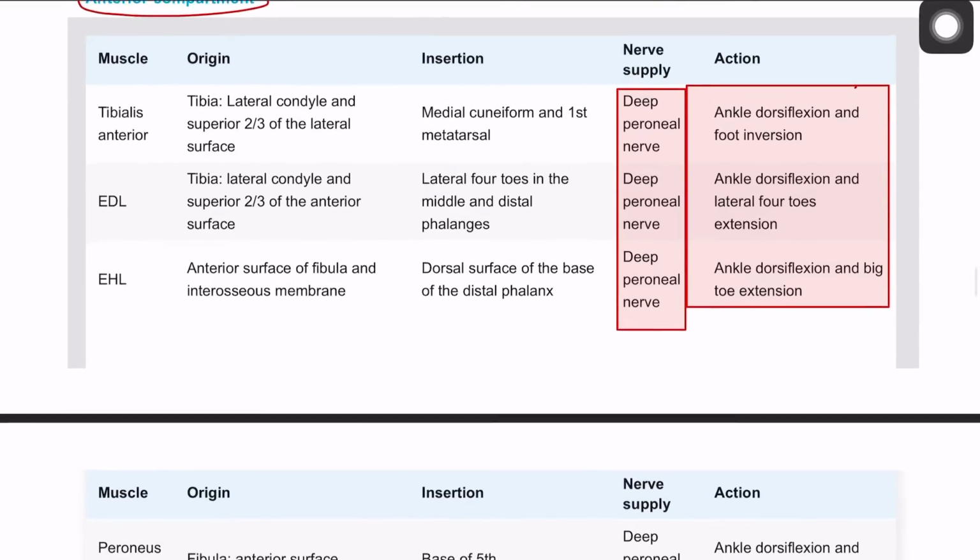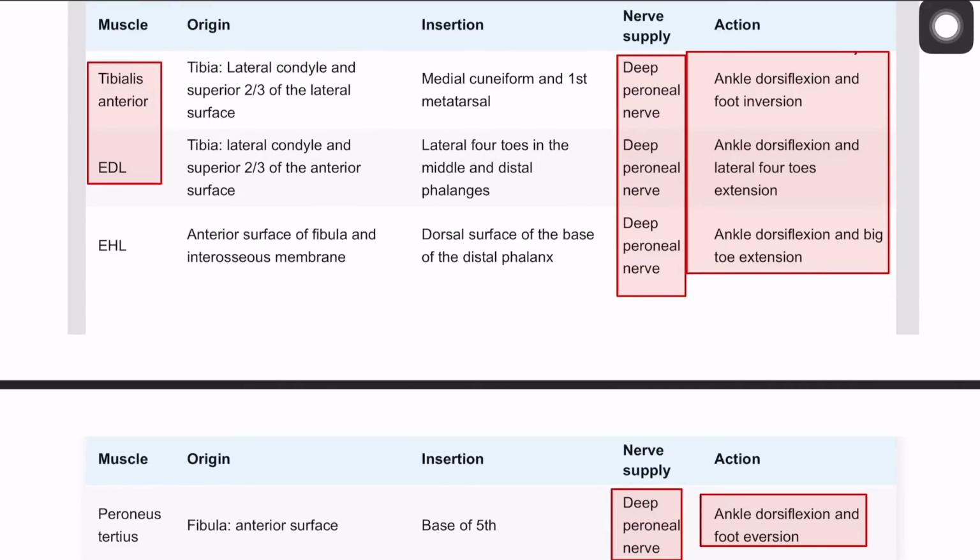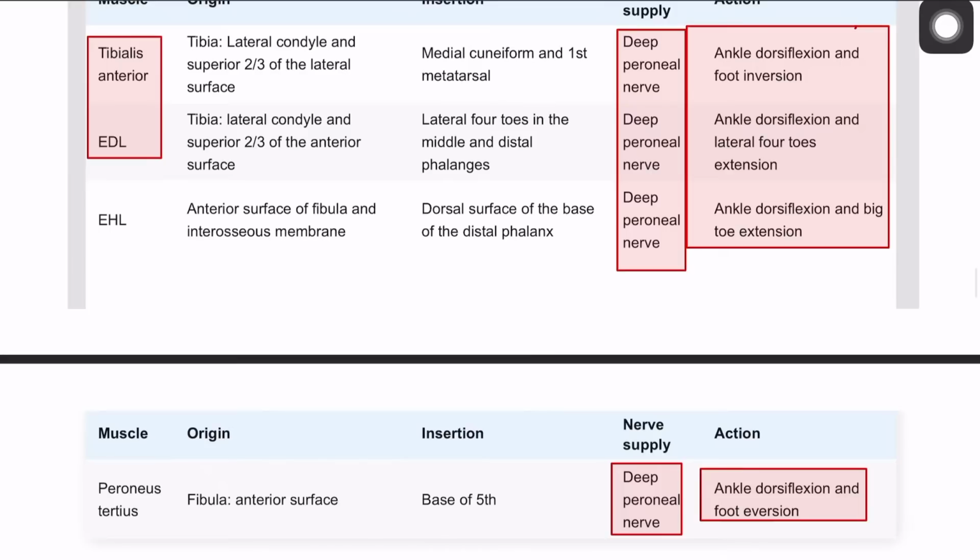Down there we have the peroneus tertius: deep peroneal nerve, and ankle dorsiflexion and foot inversion as well. All right, so these are the action and the nerve supply. But in terms of origin and insertion, you have 2 from the tibia: the tibialis anterior and the extensor digitorum longus. And you have 2 from the fibula: extensor hallucis longus and peroneus tertius.